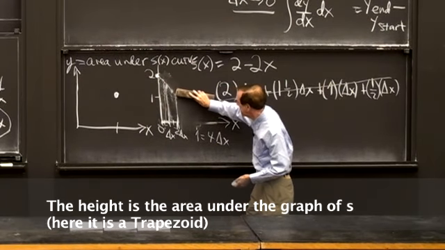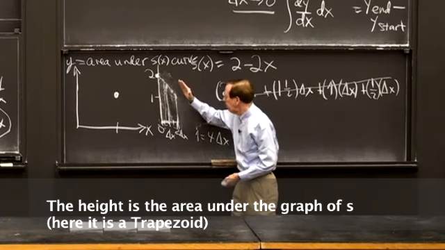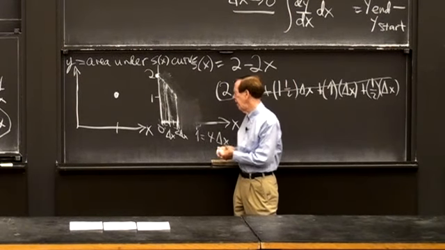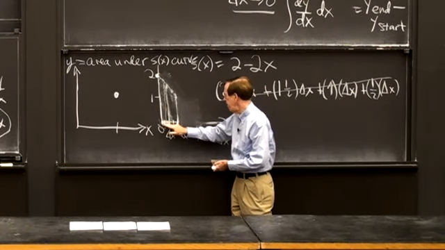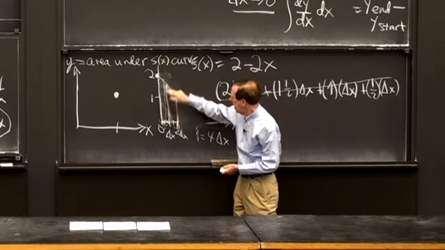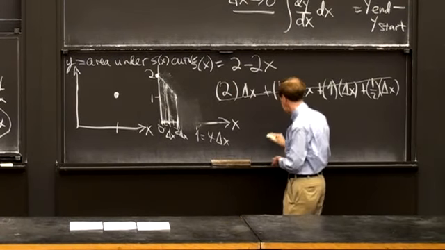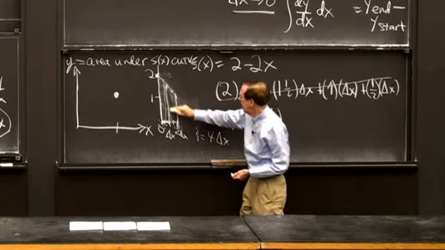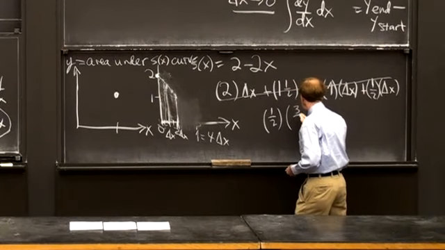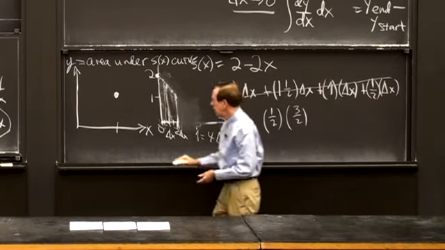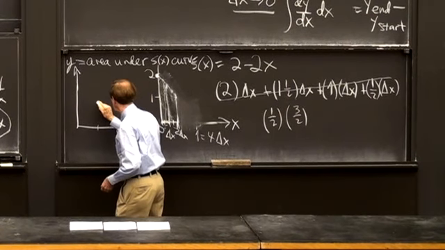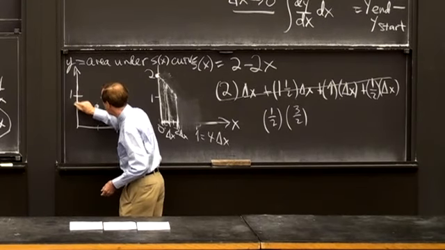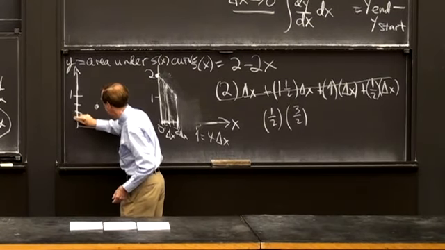As delta x goes to 0, I'm going to get the correct area, which will be what? Let's see. I have a half as the base, and the average height is about 1.5. Can I do that little calculation? The base is 1/2, and the average height is 1.5. I think I get 3/4. So halfway along, it's got up to 3/4. Where is 3/4? So this is 1, this is 3/4, this is 1/2, this is 1/4.